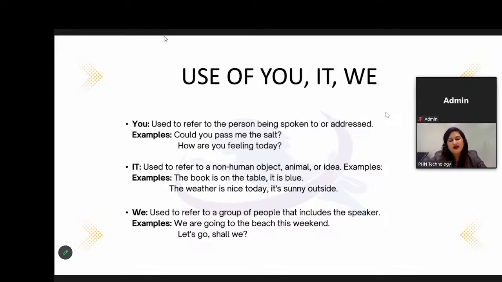You say the flower is so beautiful. So now you're looking at the flower, it is so beautiful. The book is on the table, it is blue. Now you're understanding the book is, then it is blue. Okay, the weather is nice today, it's sunny outside.